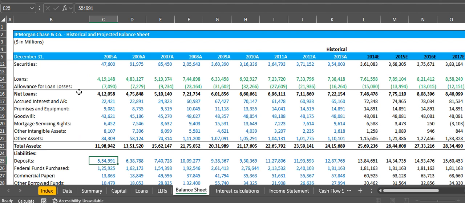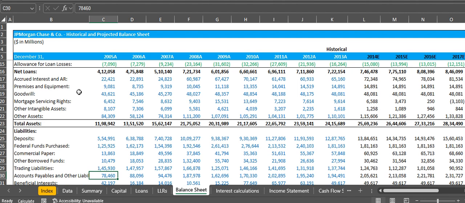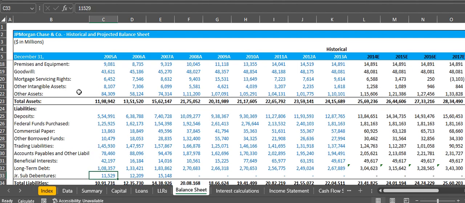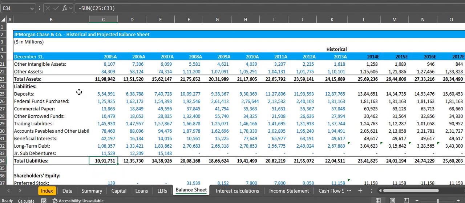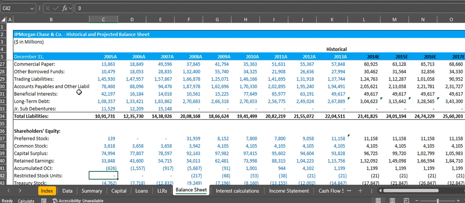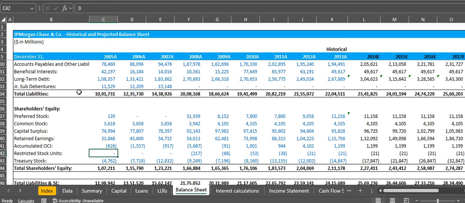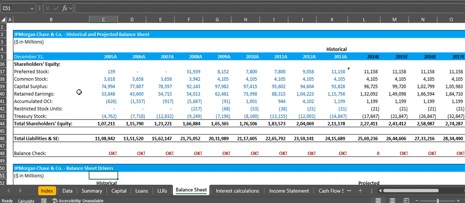Then we have the liabilities: deposits, federal funds purchased, commercial paper, other borrowed funds, trading liabilities and accounts payable, beneficial interest, long-term debt, and junior subordinated debentures. Then we have the shareholders' equity: preference shares or preference stock, common stock, capital surplus, retained earnings, accumulated OCI, restricted stock units, and treasury stock. The total shareholders' equity is also there. Then we have the total liabilities and shareholders' equity.